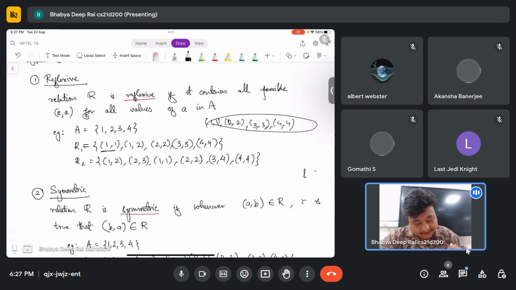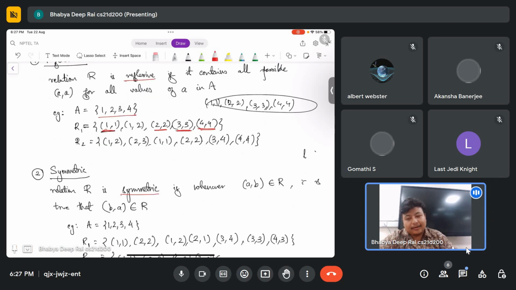So let's look at relation R1. Is it reflexive? That is the question. 1, 1 is there. Is 2, 2 there? Yes. Is 3, 3 there? Yes. 4, 4 there? Yes. So this relation R1 is reflexive on A because all of 1, 1, 2, 2, 3, 3, 4, 4 are there.